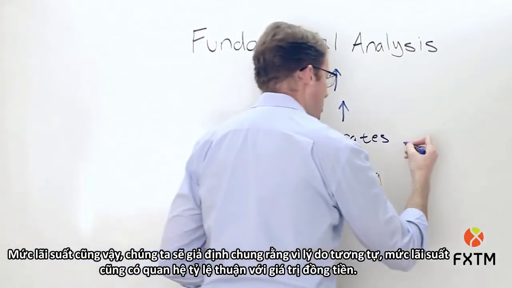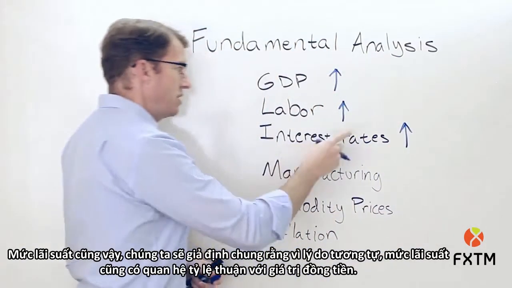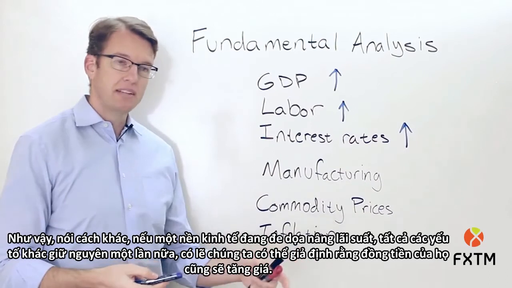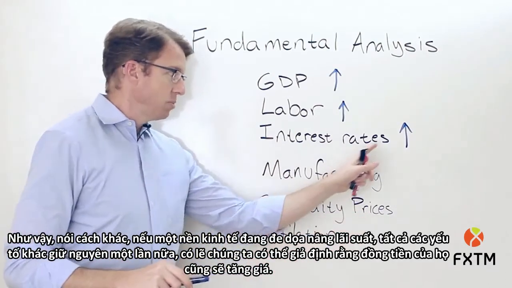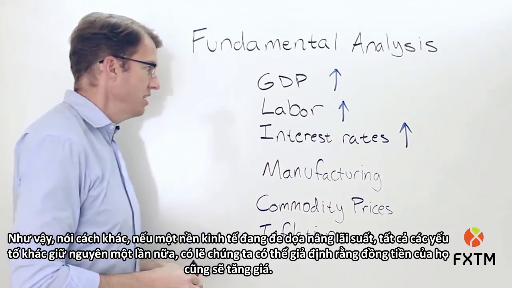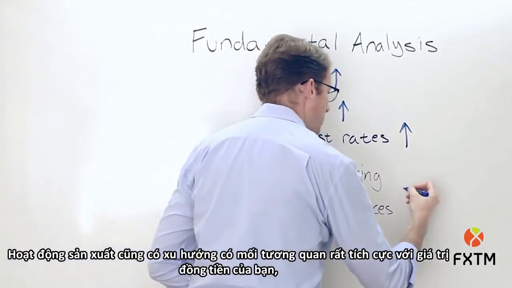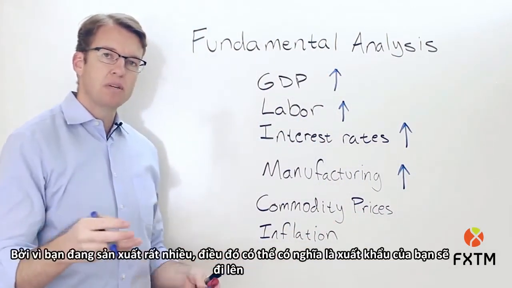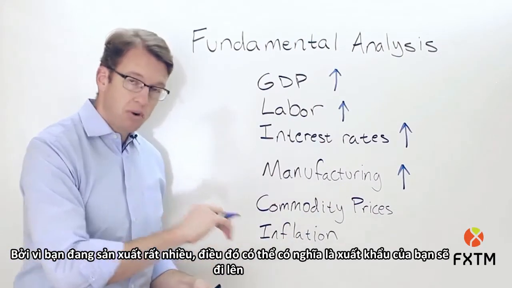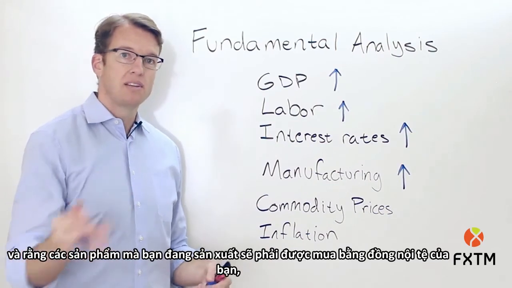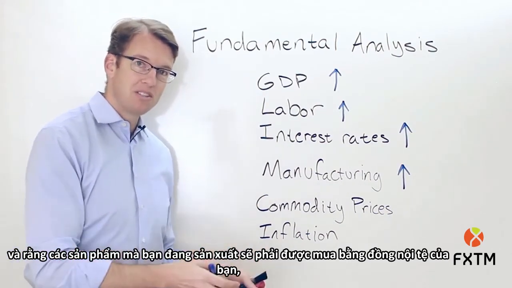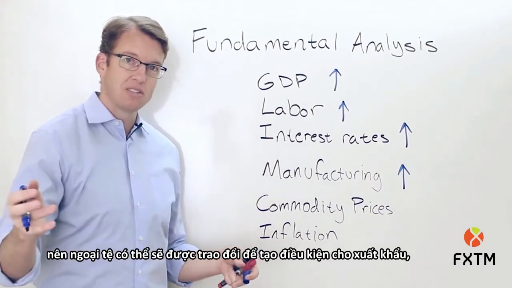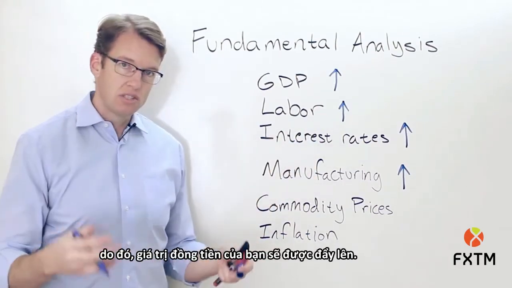Interest rates also, for very similar reasons, we generally assume have a positive correlation. In other words, if an economy is threatening to raise rates, all else being equal, we'll probably assume that their currency will appreciate in value as well. Manufacturing activity also tends to have a very positive correlation with your currency's value. If you think about it, that should make sense, because if you're manufacturing a lot, it probably means your exports are going to go up. That means the products you're manufacturing are going to have to be purchased in your domestic currency, so foreign currency is going to have to be exchanged to facilitate those exports. So it drives the value of your currency higher.